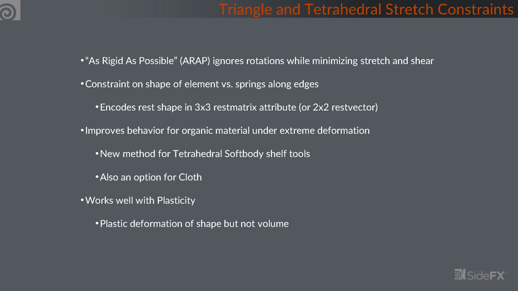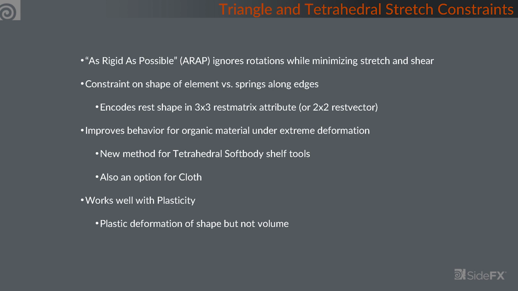So for these to work, they need to encode the original rest shape of the element. And so for tets, that's in a 3x3 rest matrix attribute that you'll see on these constraints, or for triangles, a 2x2 rest vector attribute. This is particularly useful for organic material and anything that needs to naturally stretch or compress. It just gives much smoother behavior than the edge springs that we had to use in previous versions. All of the new tetrahedral softbody shelf tools and network tools now use tetrahedral stretch as their constraint type, just because it really does work better.